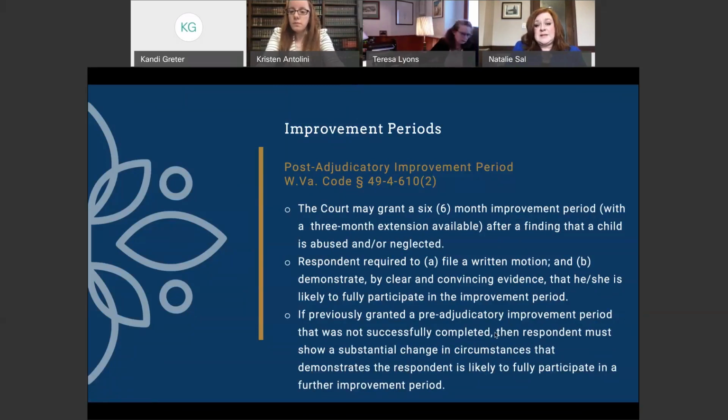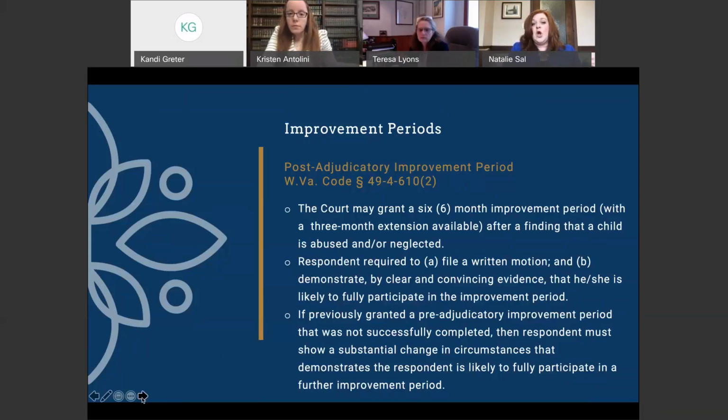It's up to 6 months, and there's the possibility of a 3-month extension to that if there is a finding that the respondent has been fully engaging and that they are making good progress and that they are changing the circumstances that brought them into this case. Again, they're still required to file a written motion. They're still required to affirmatively demonstrate by clear and convincing evidence that they're going to fully participate in this improvement period. If they were granted a 3-month pre-adjudicatory improvement period, it's harder.